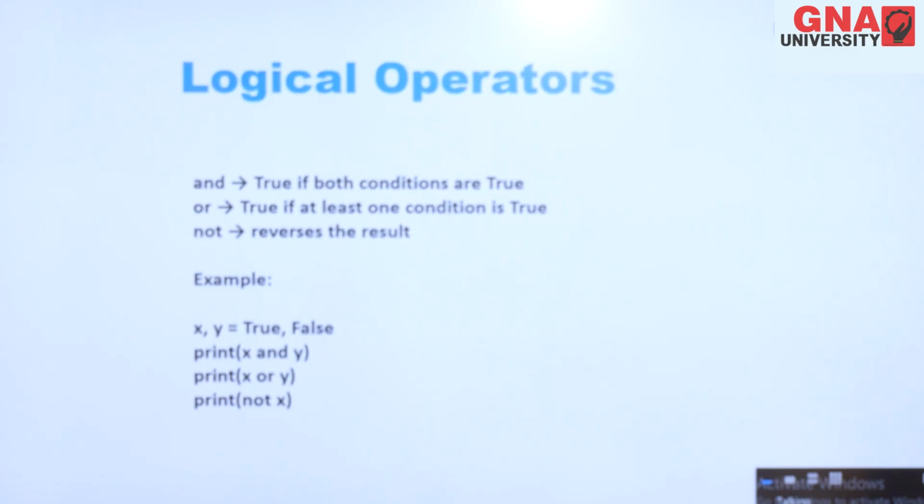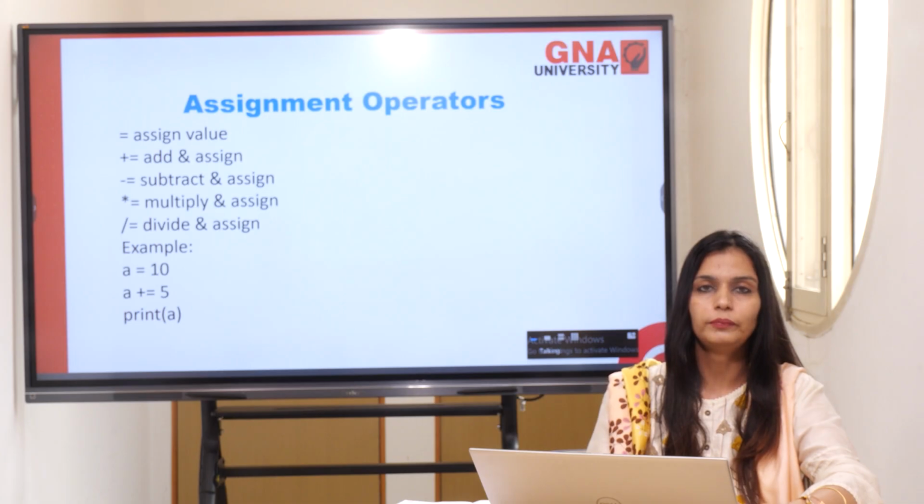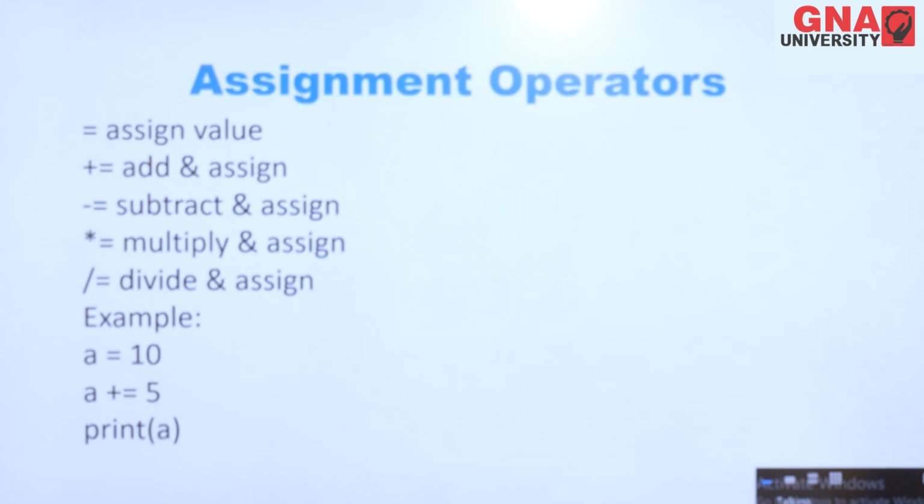The next operator is the assignment operator. Assignment operators allow us to update the variable value in a shortened way. Instead of writing a equals to a plus 5, we simply write a plus equal to 5. This is how we assign the value using the equal to sign. If we write plus equal to, it will add and assign. If we write minus equal to, it subtracts and assigns the value. Similarly, we have multiplication equal to and division equal to, which do the same thing.